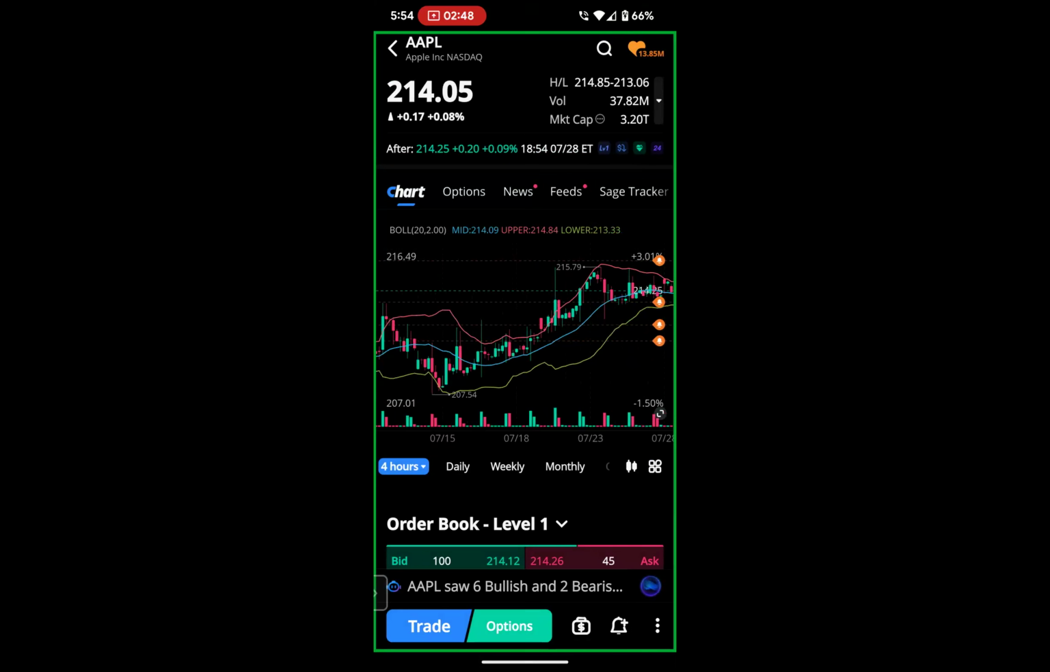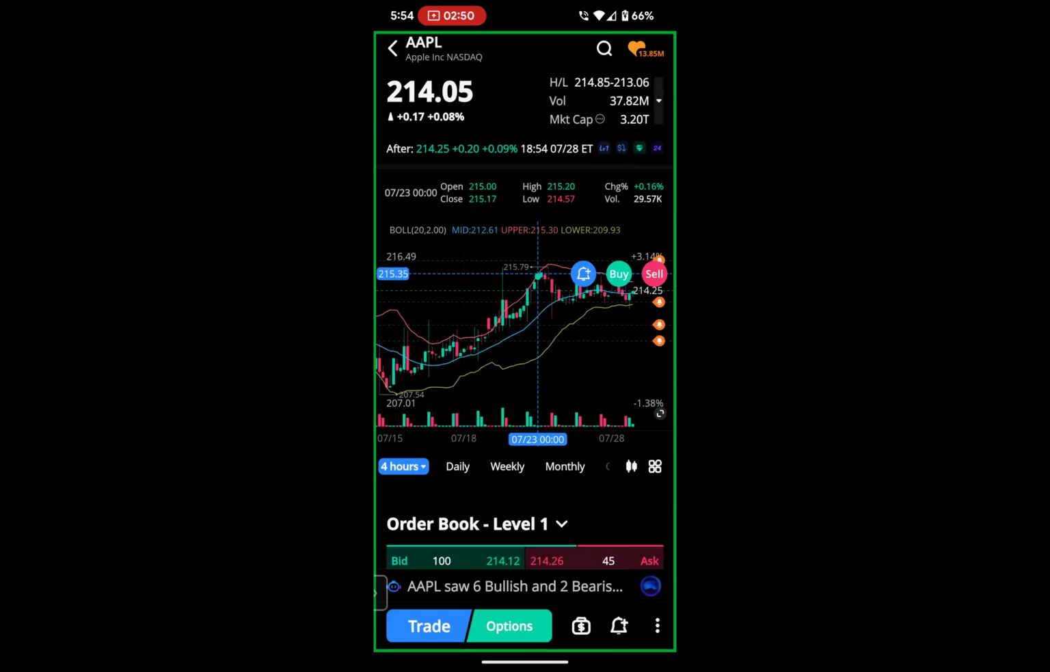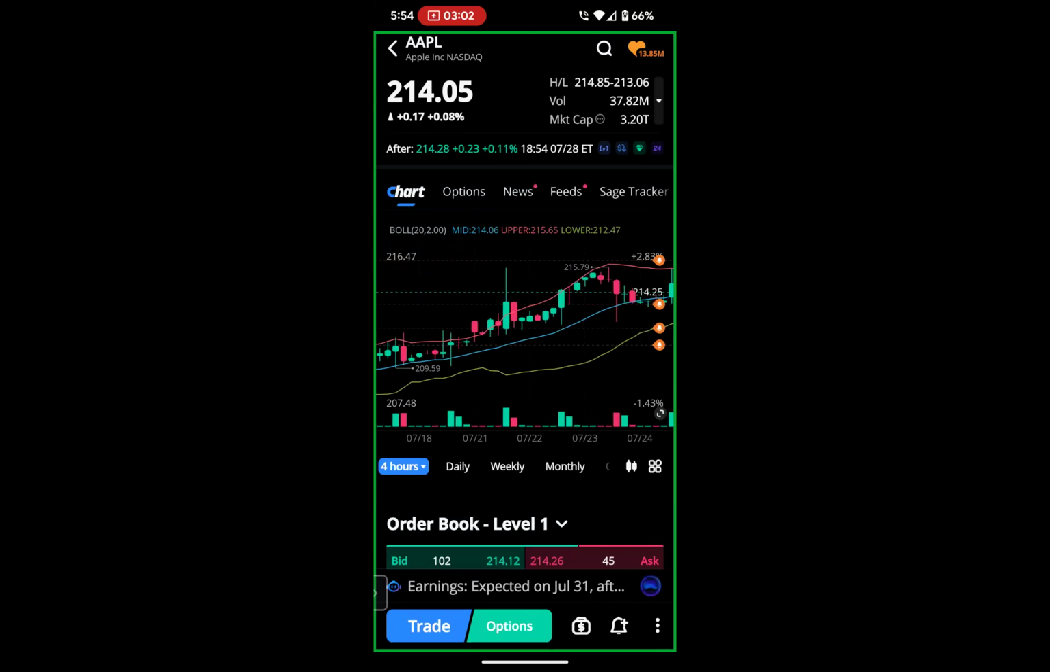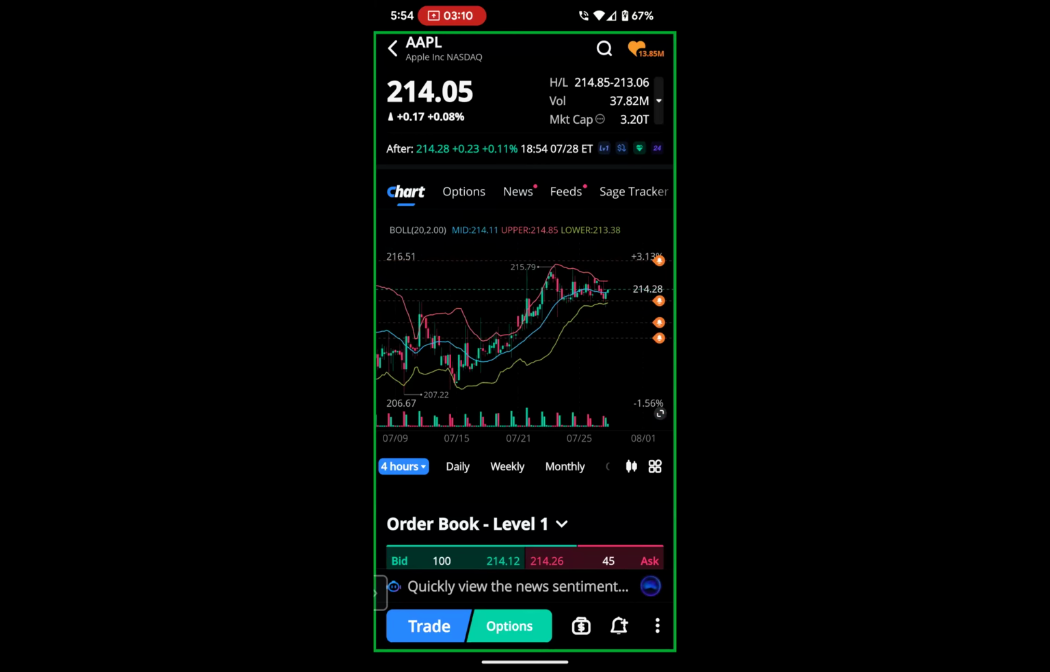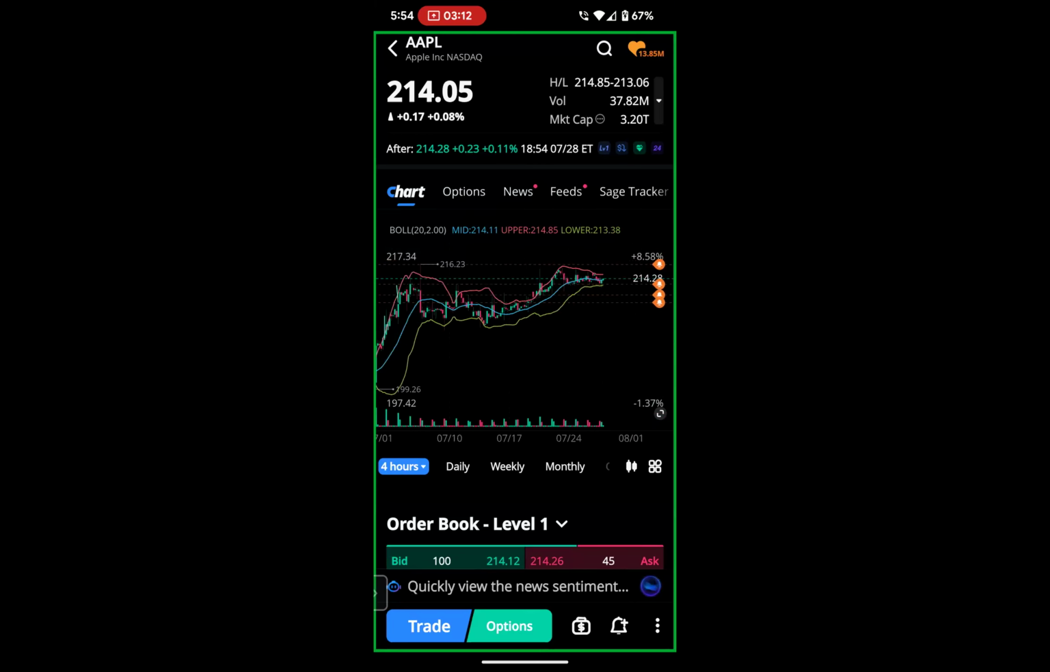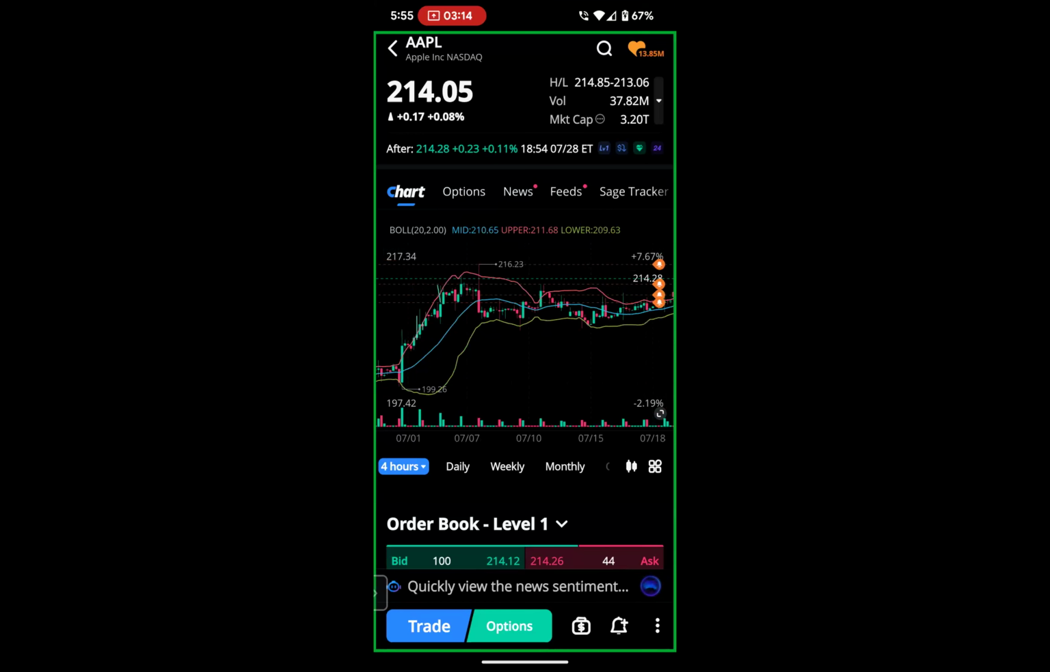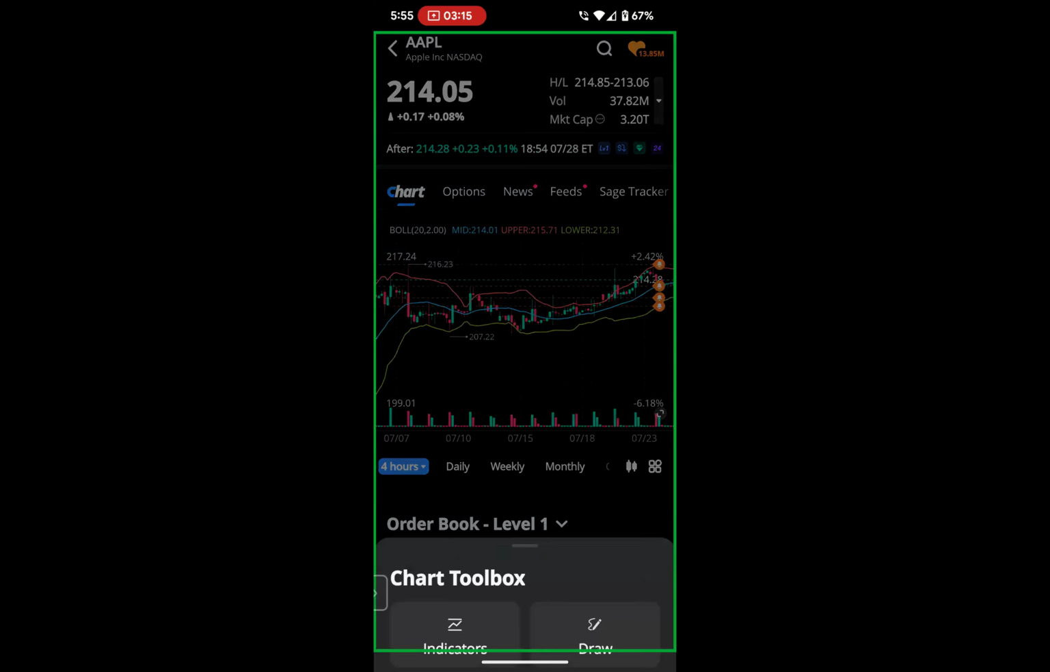So this day that it decided to pop all the way out on this 4-hour chart where it popped out of the Bollinger Band, it went all the way up to 215.73, it looks like. And as soon as it did that, then you should already know that next bar is going to be trying to find its way right back. So these are great indicators to help you know which way the stock market is about to go.